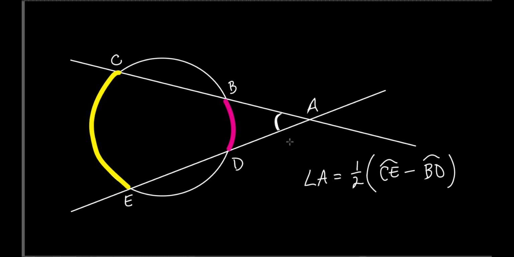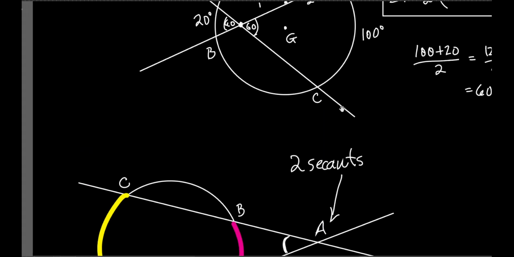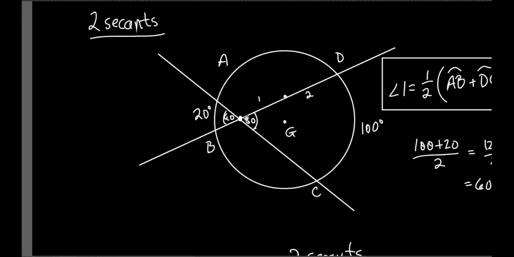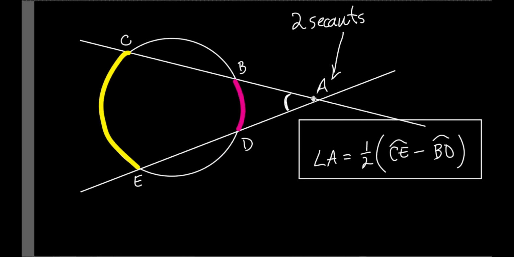Everybody got that? So this, again, are two secants, but it's a little different than what we did before. Why? Because they intersect where? Outside the circle. So when two secants intersect inside the circle, you add the two arcs and take half of it. When they intersect outside the circle, you do what? Subtract the two arcs and take half of it. You with me? I don't have to put numbers in there. You can do that yourself, right?